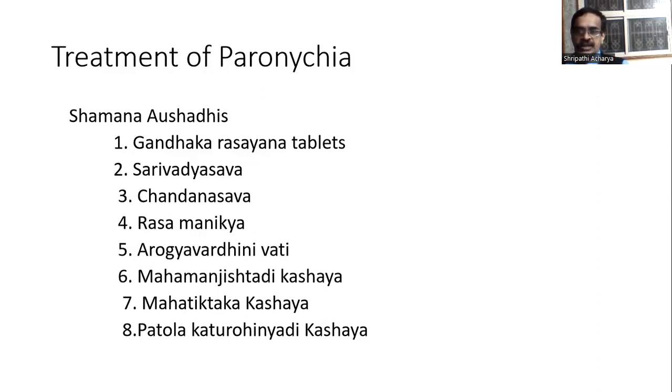Shamanaushadis: Gandhakarasayana tablet, Sarivadyasava, Chandanasava, Rasamanikya, Arogyavardhini Vati, Mahamanjishtadi Kashaya, Mahatiktakam Kashayam, Patolakaturohinyadi Kashaya. You can select the drugs and formulations according to the patient's constitution and prescribe. Rasamanikya is given in Rati dosage, 1 or 2 Rati, 1 Rati thrice daily, like that. It is mixed with other drugs like Ashwagandha Churna or Triphala Churna, etc.